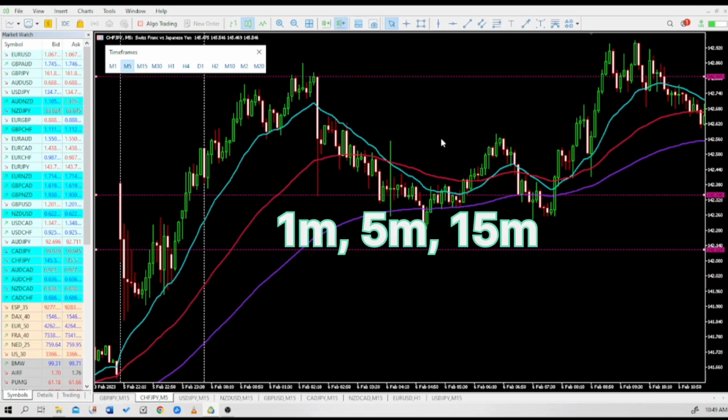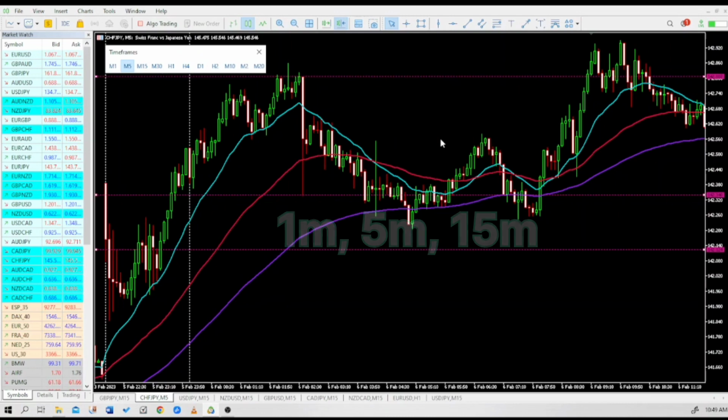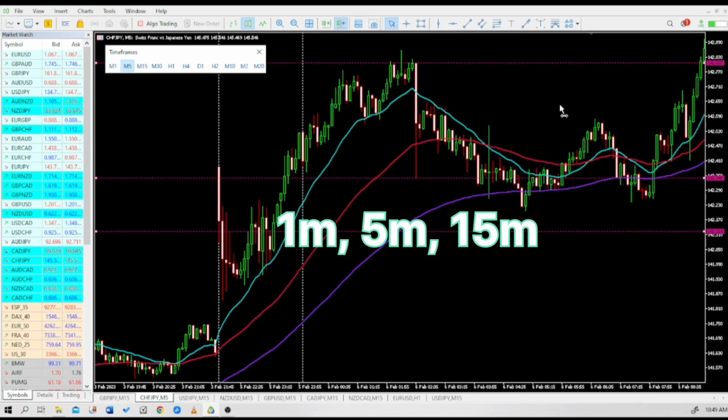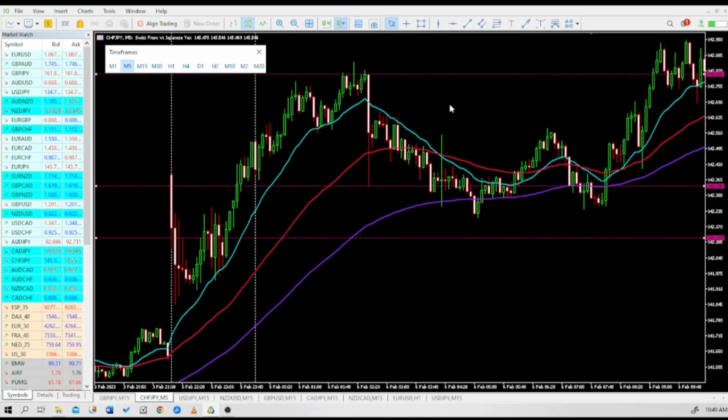Maximum 15 minutes, because if you trade on H1, then your stop loss size is going to be very big, because on H1 the volume is different. The volume for 10 pips on H1 is completely different. It's completely different, so your account is going to be affected.